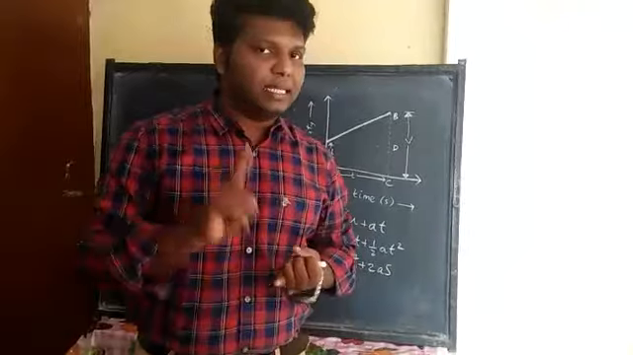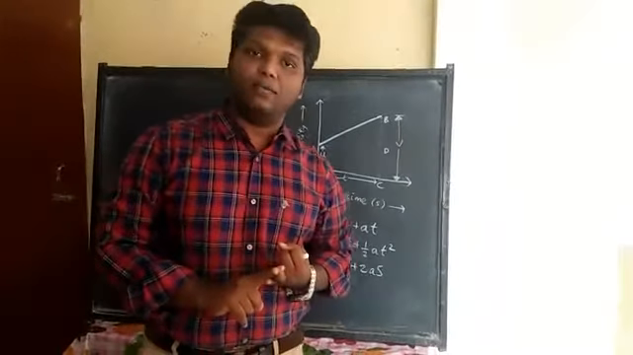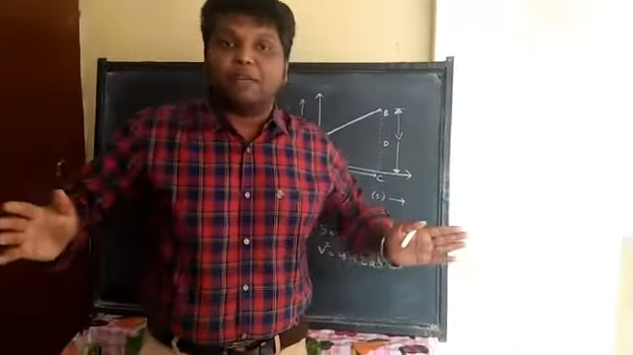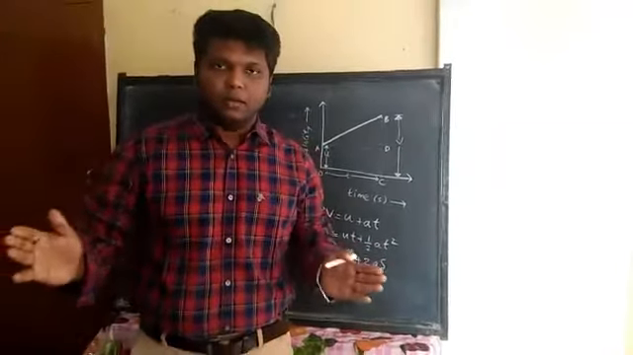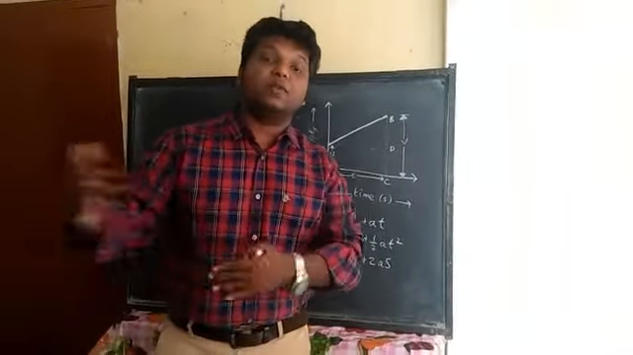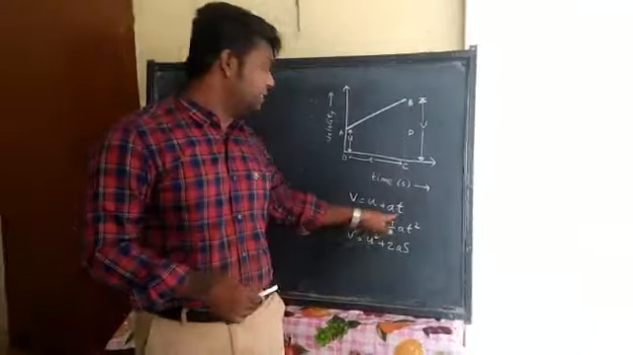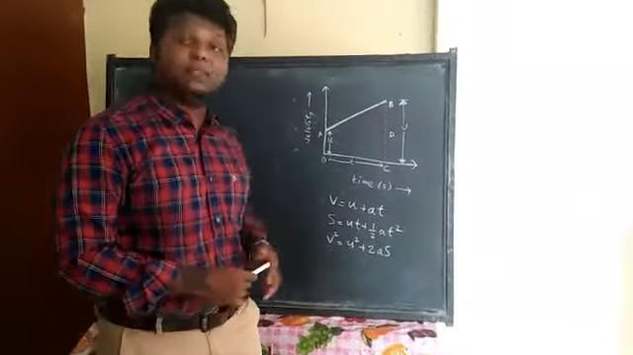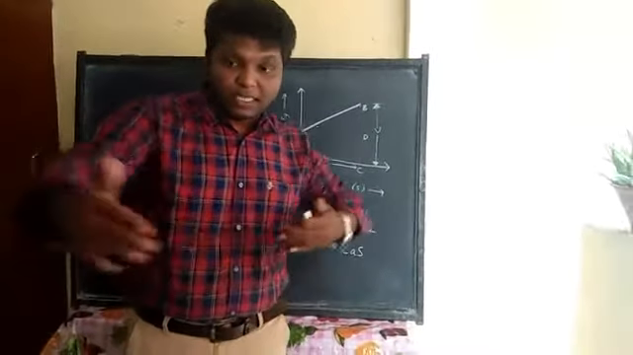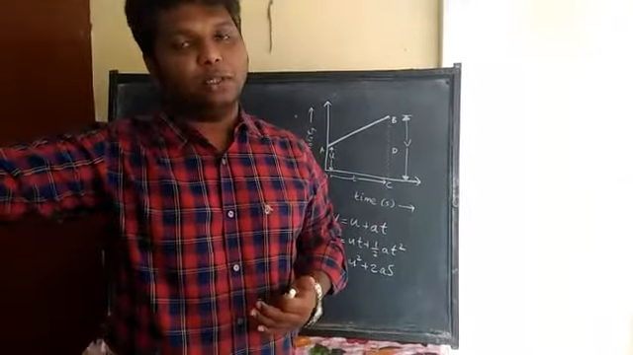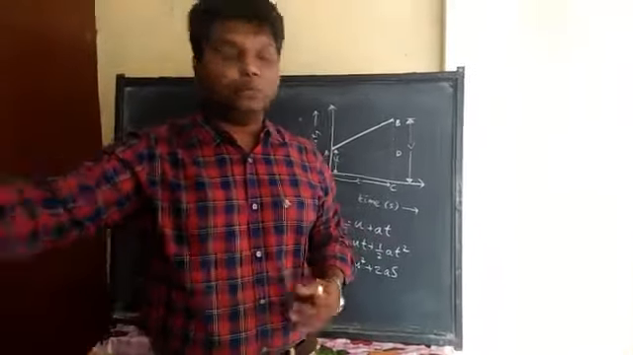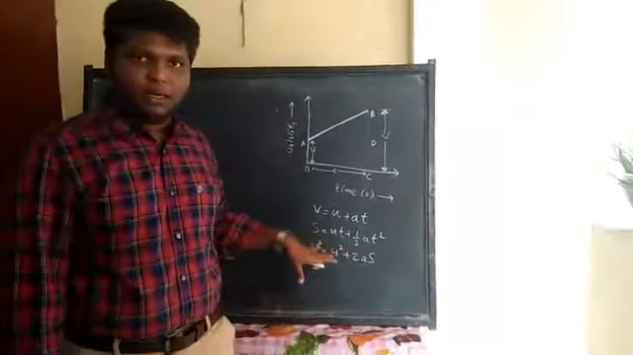So u is the initial velocity, and v is the final velocity. The time taken for the object to change its velocity from the initial to the final velocity is what we represent as t. And s is the displacement, the total distance between the initial position and the final position. Clear?